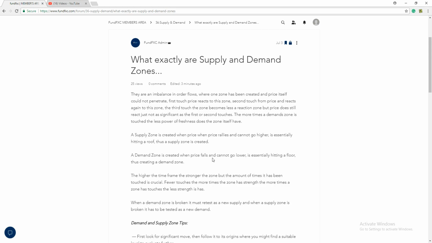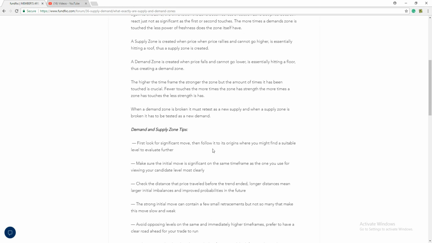The higher the time frame, the stronger the zone, but the number of times it has been touched is crucial. The fewer touches, the more strength the zone has. The more times a zone has been touched, the less strength it has. When a demand zone is broken, it must retest as a new supply, and when a supply zone is broken, it must retest as a new demand.